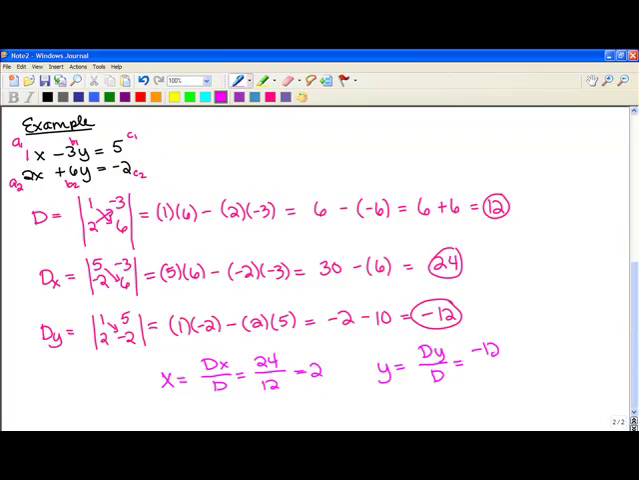D sub y was negative 12, divided by d, which was positive 12, we get negative 1. So the solution to this problem is x is 2 and y is negative 1.